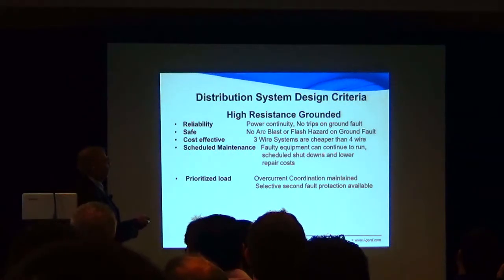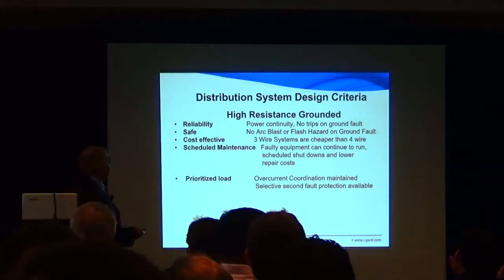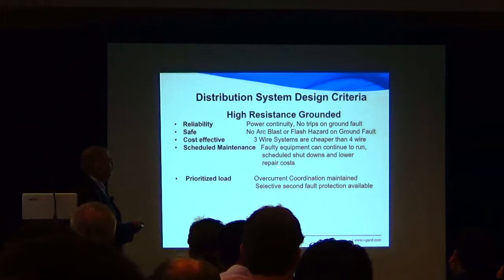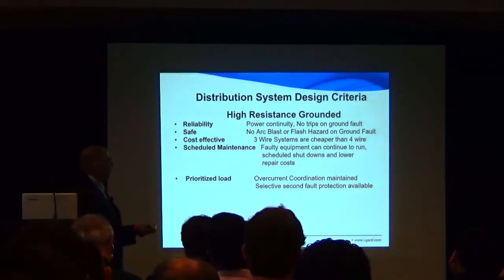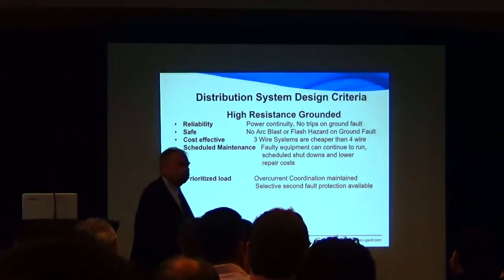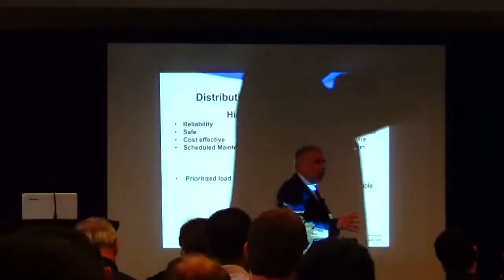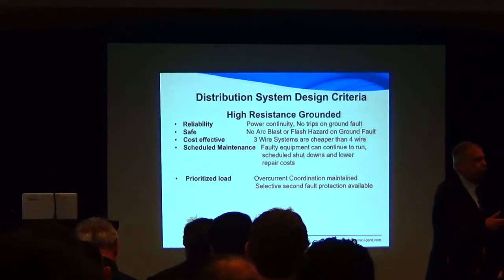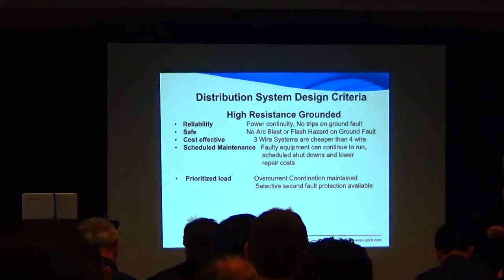There is a tremendous amount of change in the effect on the maintenance. The faulty equipment can continue to run, and the repair costs are negligible and small in comparison to what you would have in a solidly grounded system. So if the machine has a winding failure, it's not going to destroy the lamination. It's not going to melt the winding copper. You can repair the insulation where the fault has occurred in the winding.